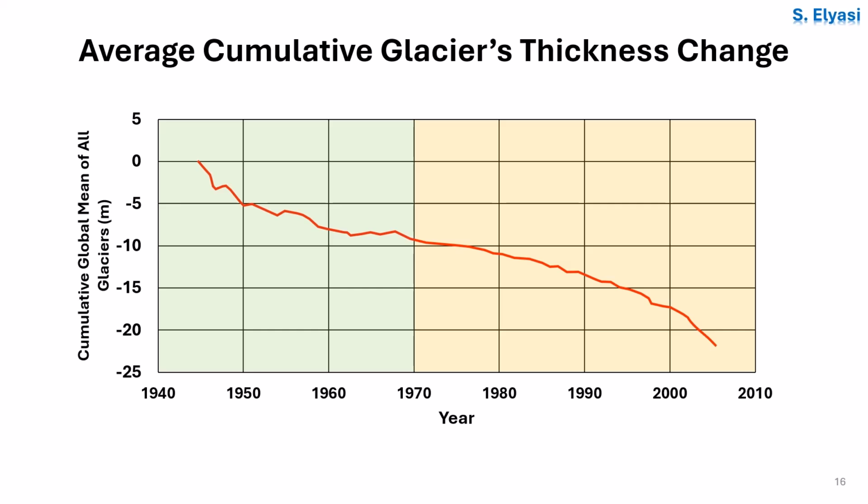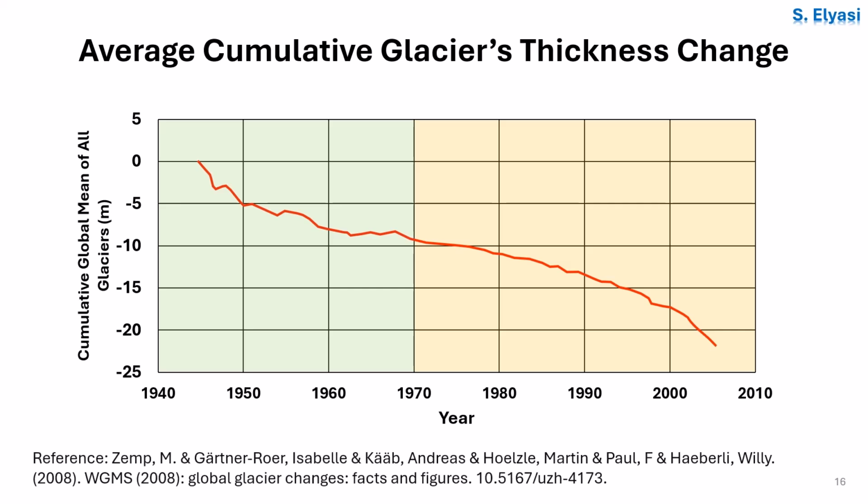Conclusion. The graph serves as a stark visualization of the rapid decline in global glacier thickness, offering a clear depiction of the long-term impacts of climate change on these crucial natural reserves. The data, sourced from a credible study by Zemp, M., Gardner-Rohr, Isabel et al., 2008, emphasizes the importance of taking global, comprehensive data into account when assessing the health and trends of glaciers worldwide. This helps provide an accurate and unambiguous picture of how environmental changes are affecting glacier dynamics and, by extension, global sea levels and ecosystems.